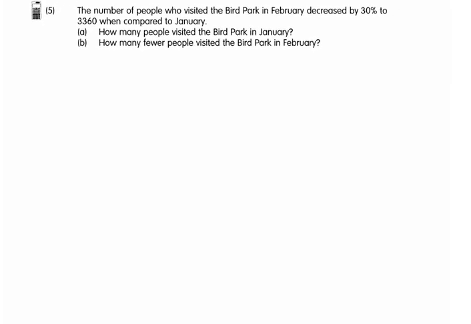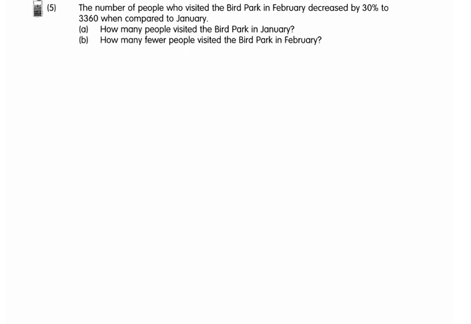Now, the number of people who visited the bird park in February decreased by 30% to 3,360 when compared to January. So, you need to understand the phrasing of this question. So now I have 2 months, January and February. Which month should I put 100%? January, right? Because my starting point is January. Correct? So since it decreased by 30%, what percentage is February? 70%, right? Can you understand the phrasing of the question? You must understand. January 100%, decreased by 30%, you get 70% in February. So, in other words, I'm having 70%.